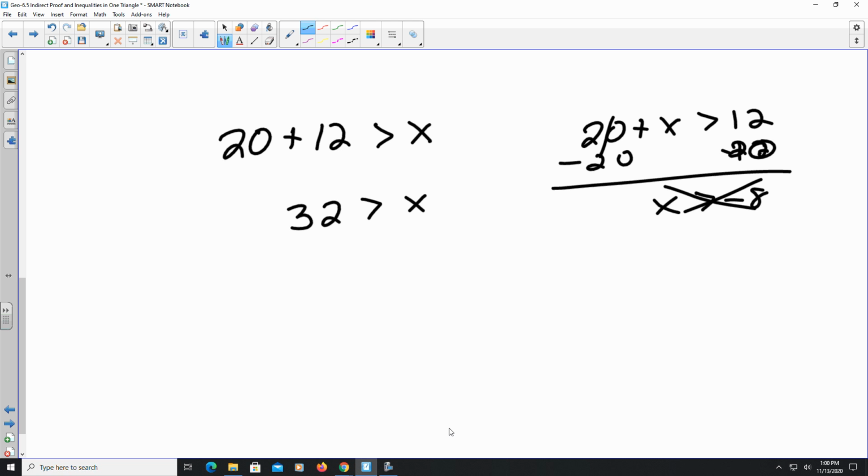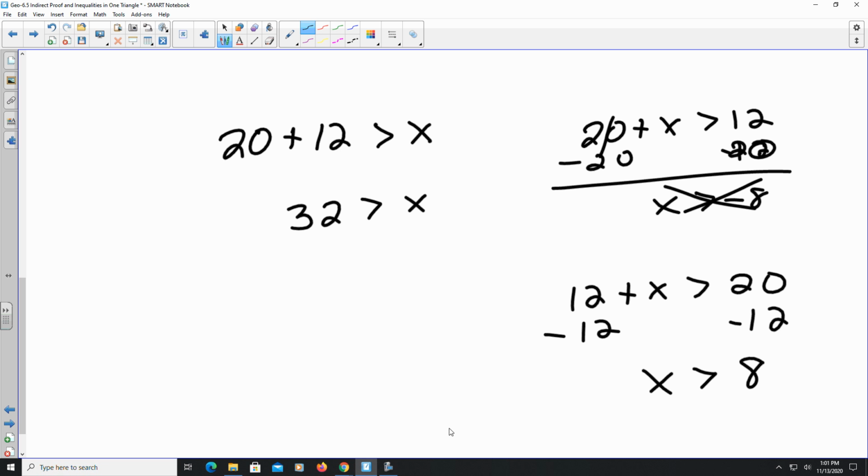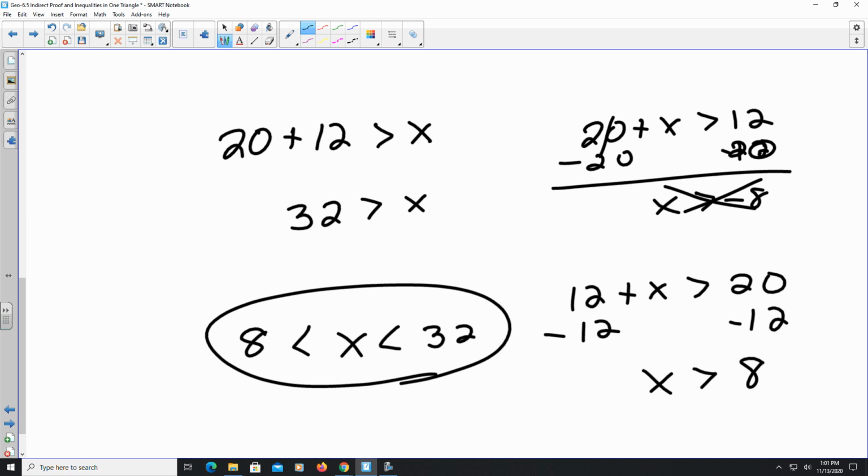Now the next one is 12 plus x, that has to be greater than 20. So subtract 12 from both sides, and x must be greater than 8. So my result here is x must be in between 8 and 32. And that is using indirect proofs and inequalities in one triangle. Hope this helps. Until next time.